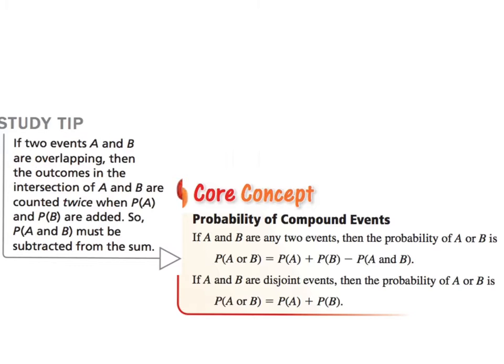If two events, A and B, are overlapping, then the outcomes in the intersection of A and B are counted twice, as you saw in that first diagram. Because they're counted twice when they're added, you must subtract the intersection, so you have to subtract it. If A and B are disjoint events, then the probability is just the probability of A added to the probability of B.